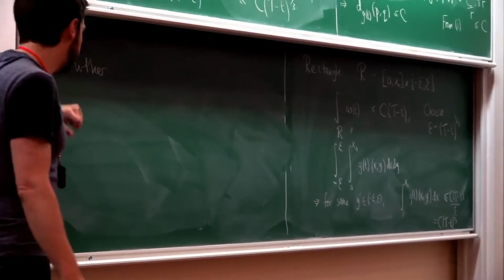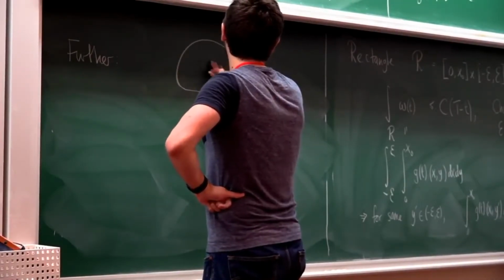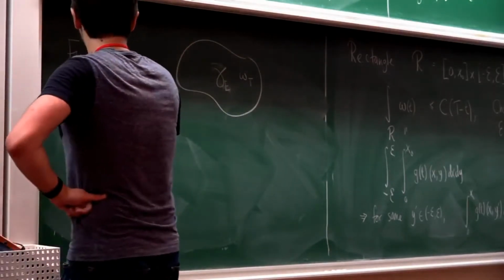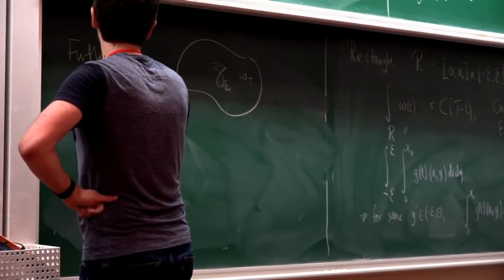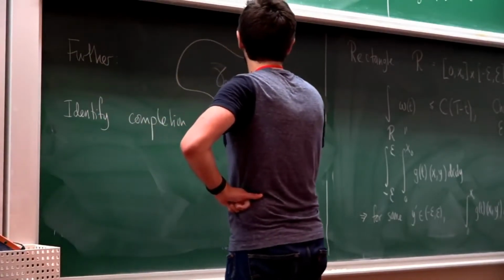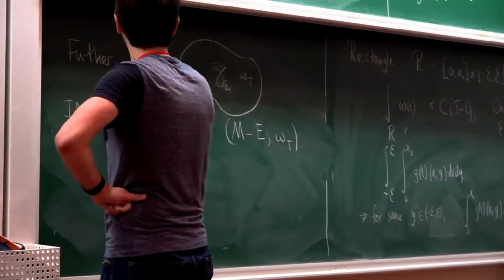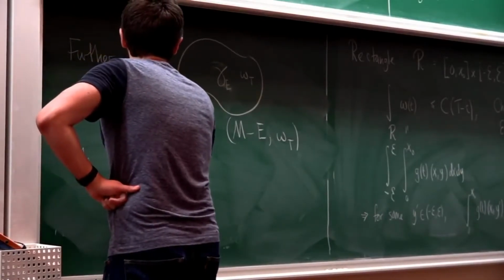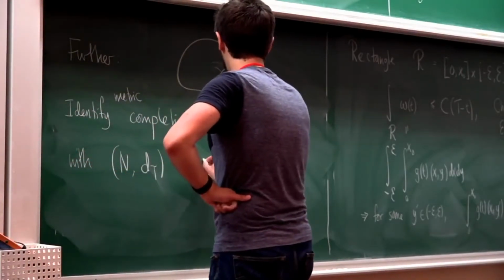what we can show is that we have this metric omega t outside of E. Then in fact you can identify the completion of M minus E with this limiting metric omega t. So this is the metric completion with what I call dt, where dt is just a metric.